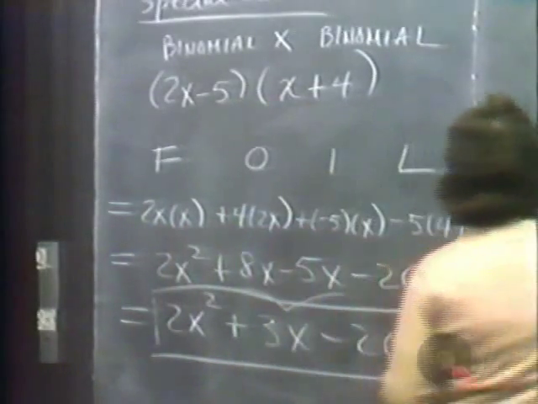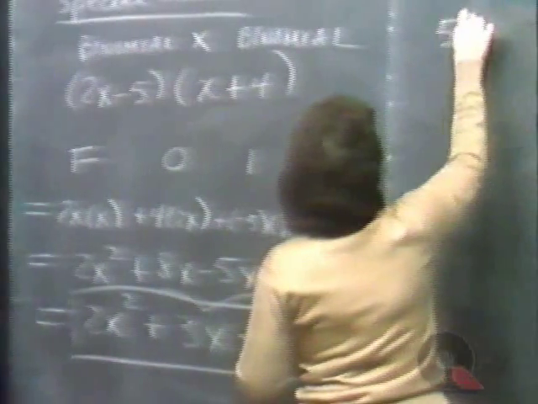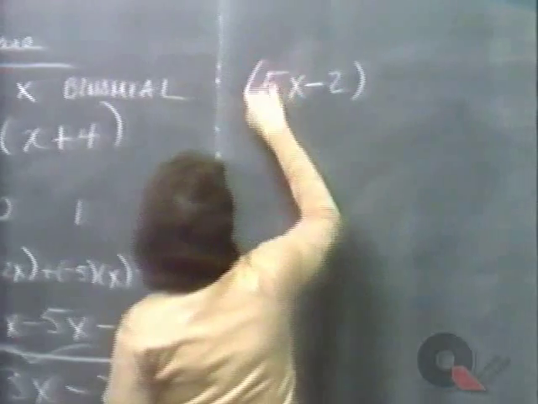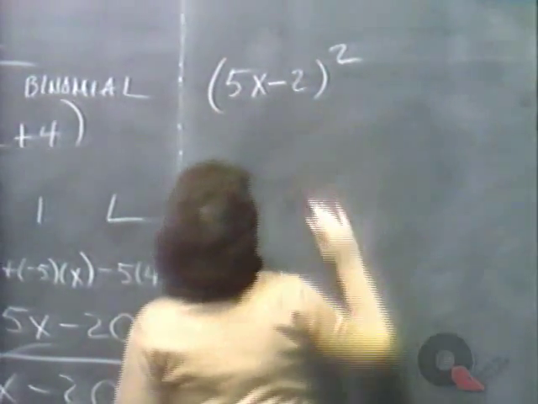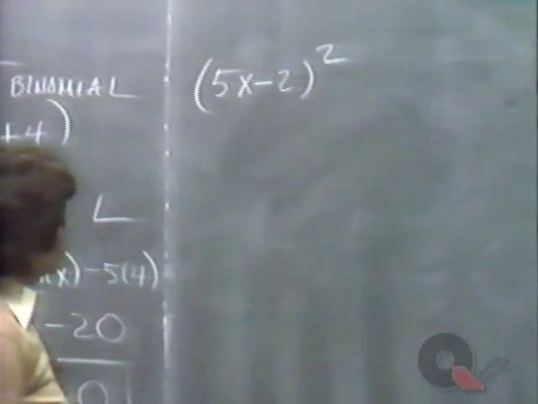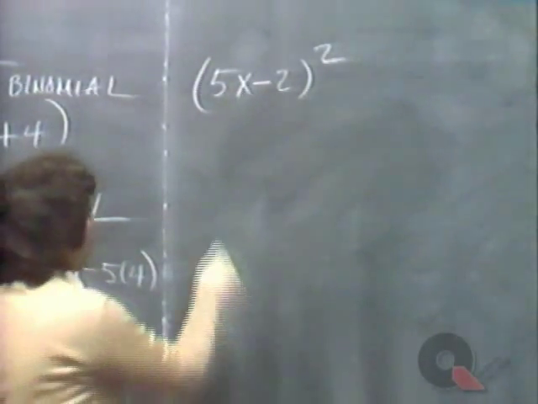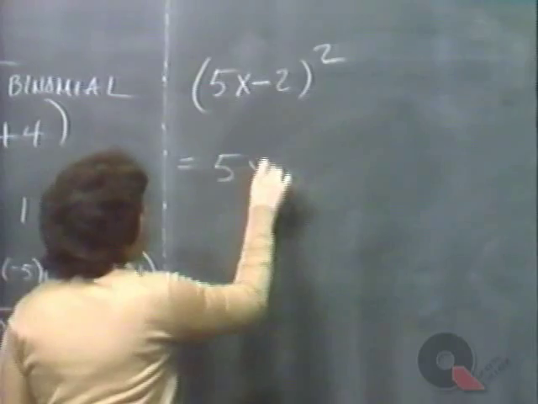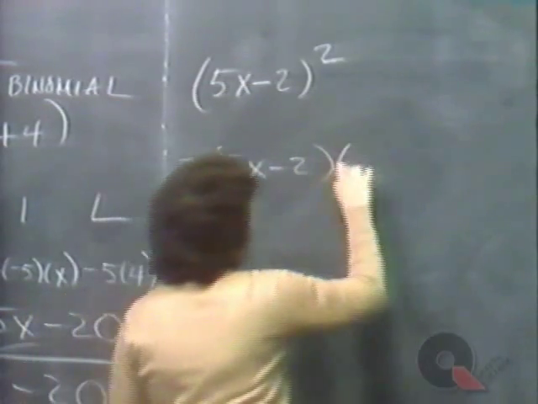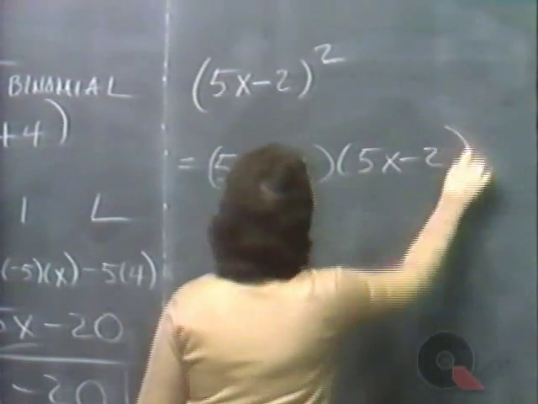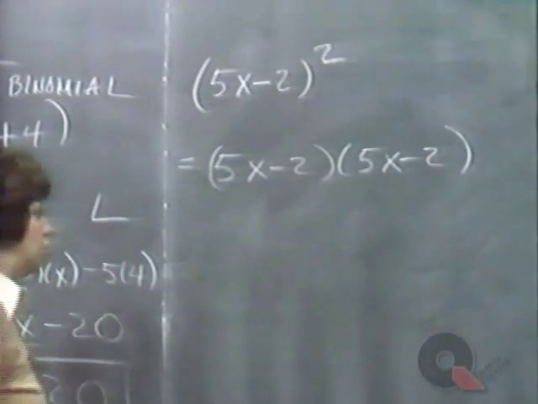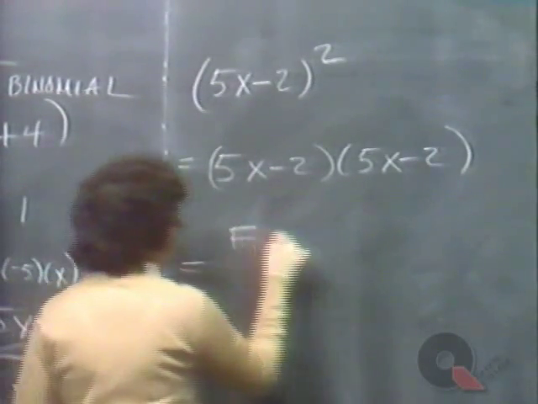Okay, let's try some more examples. 5x minus 2 squared. Some people have trouble with this. They somehow feel that they should be squaring this and squaring that. They forget that 5x minus 2 squared means 5x minus 2 times 5x minus 2. It's a binomial times a binomial, and it should be done by the FOIL method.